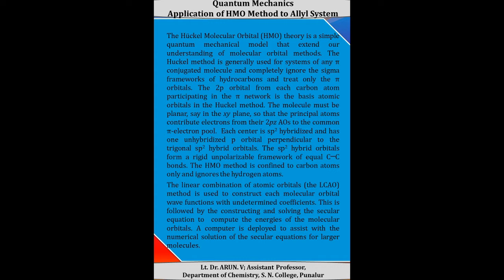The Huckel method is generally used for systems of any pi conjugated molecule. The 2p orbital of each carbon atom participating in the pi network is the basis atomic orbital in the Huckel method. The molecule must be planar, say it is in the xy plane, so that the principal atoms contribute electrons from their 2pz atomic orbitals to the common pi electron pool.